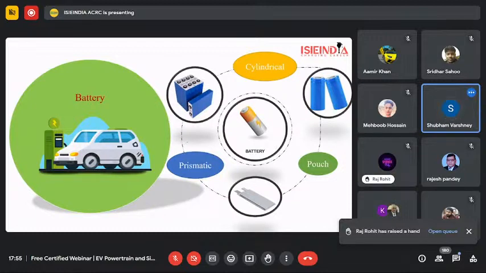What is the difference between the different form factors? By changing the form factor, either cylindrical, prismatic, or pouch, we get a difference in the Ah rating. And by changing the chemistry, like LFP, NMC, lead acid, we get a variation in the voltage. By changing the form factor, we get the capacity change, and by changing the chemistry, we get the change in the voltage level. So this is about battery.